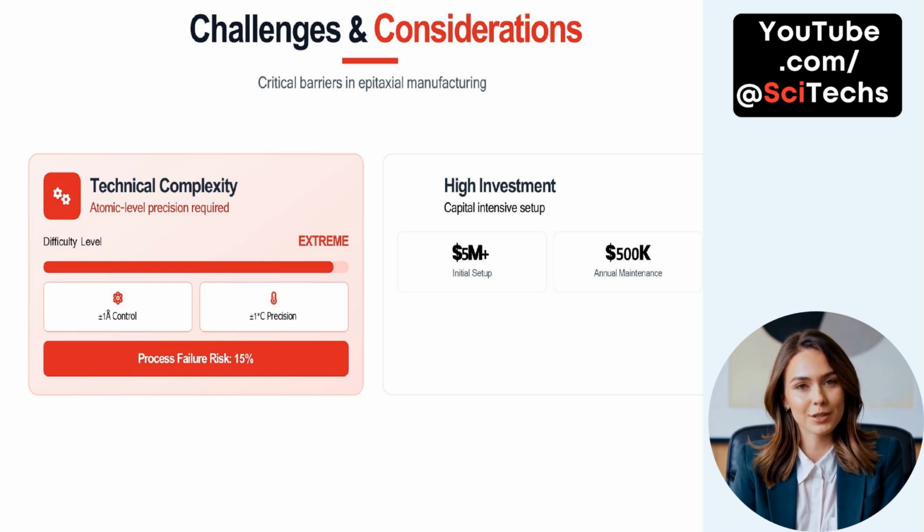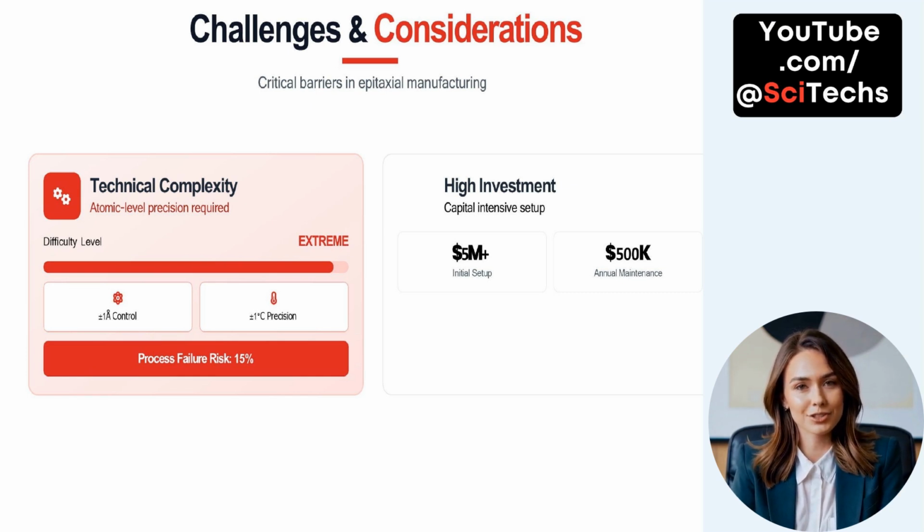The first is technical complexity. Epitaxial processes demand atomic-level precision, making them extremely difficult to control. Thickness must be regulated within plus or minus 1 angstrom, and temperature must remain stable within plus or minus 1 degree Celsius. These tight tolerances require advanced hardware, real-time monitoring, and expert-level process control. As a result, the difficulty level is categorized as extreme.